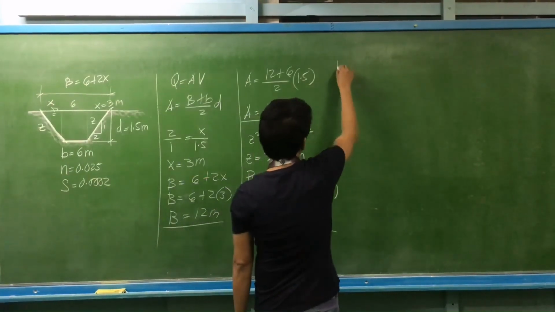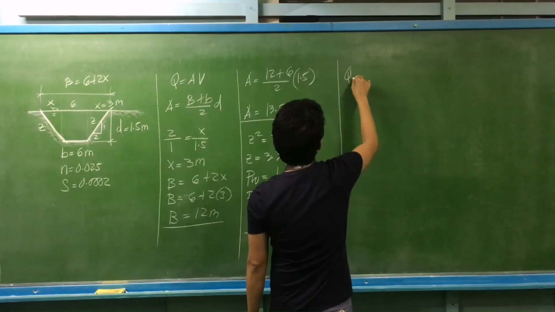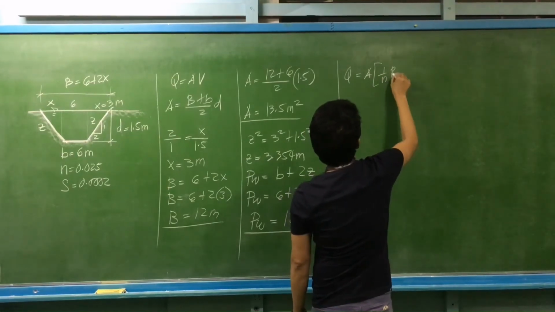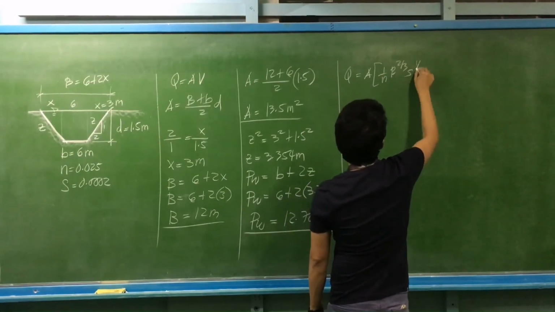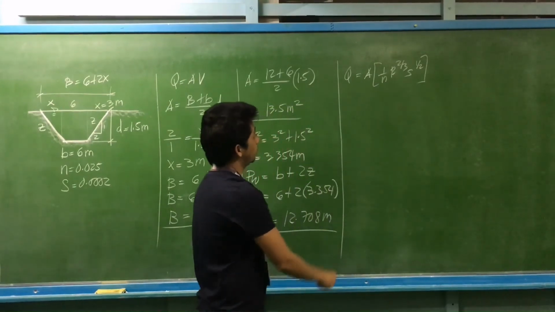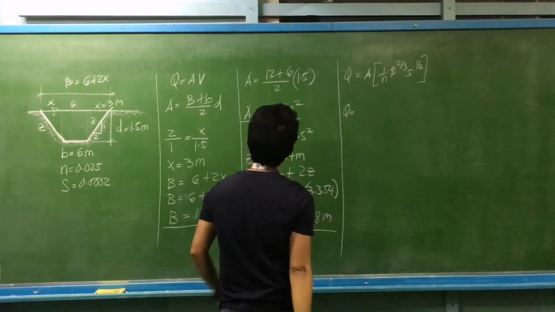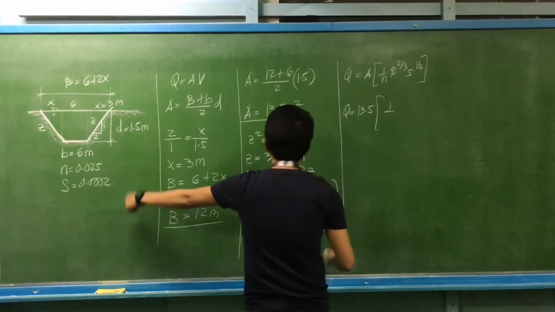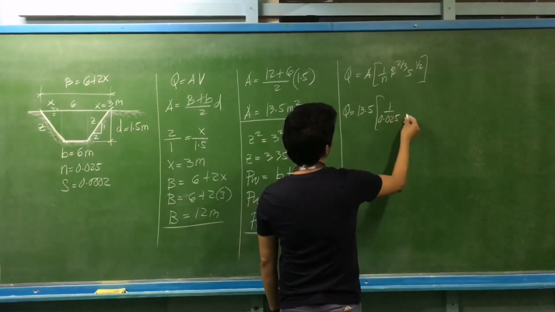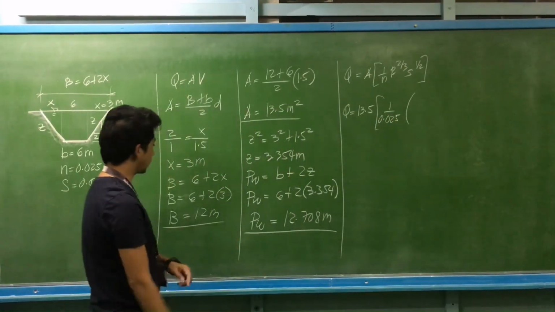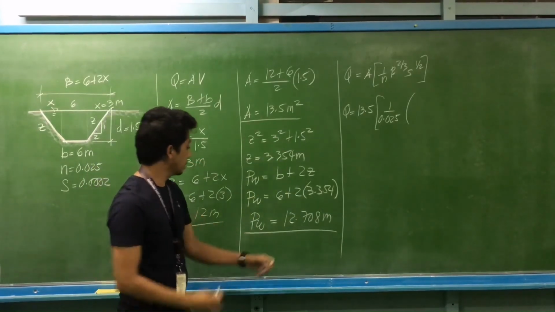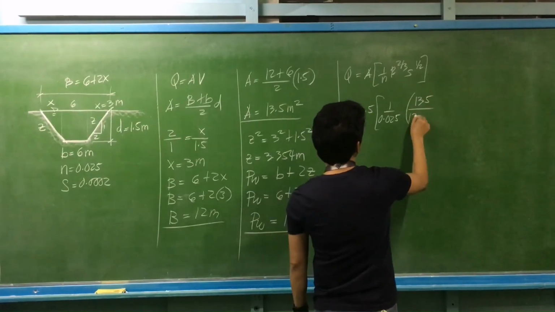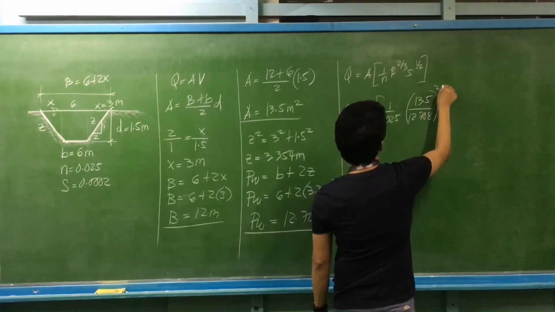Then we can complete the discharge. The discharge is equal to area times velocity by Manning's, that is 1 over n, hydraulic radius raised to 2 over 3, hydraulic slope raised to 1/2. So the discharge is equal to the area, 13.5, multiplied by 1 over the roughness coefficient, 0.025. The hydraulic radius is again area divided by the wetted perimeter, so 13.5 divided by the wetted perimeter, 12.708, raised to 2 over 3.